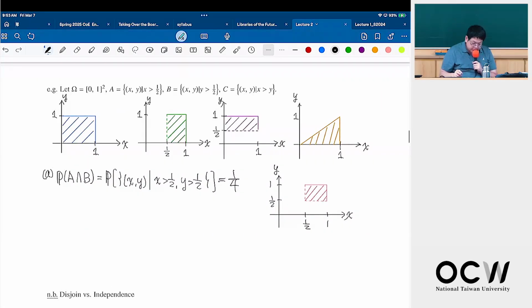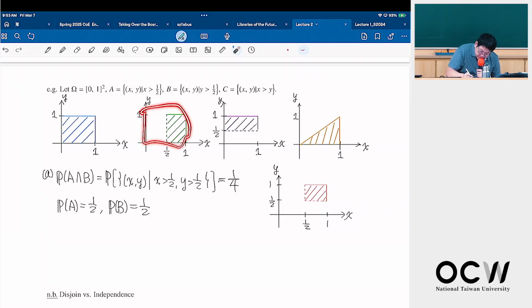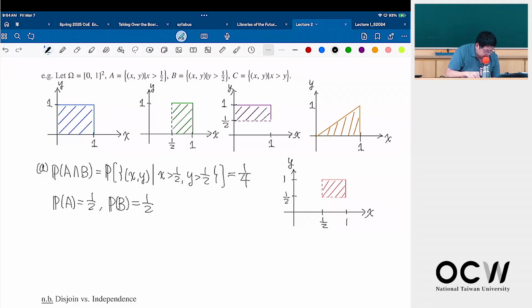And we can also see the probability of A is 1/2. Probability of B is also 1/2. Okay, so this is 1, right? They only occupied half of this area. They also occupied half of this area. So probability of A intersect B is equal to probability of A times probability of B. They are independent.